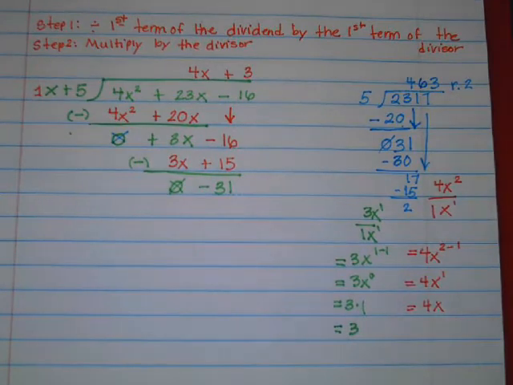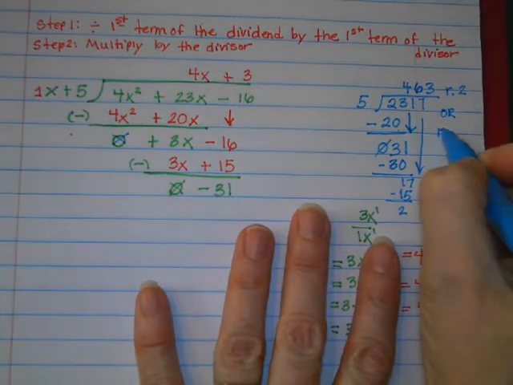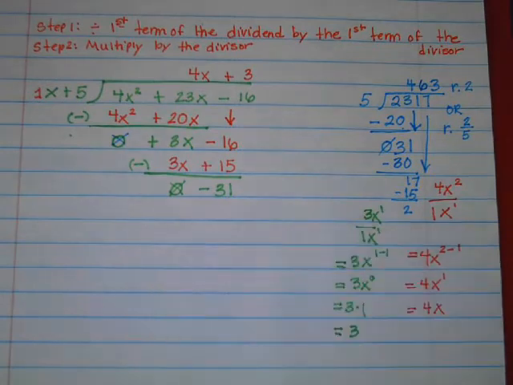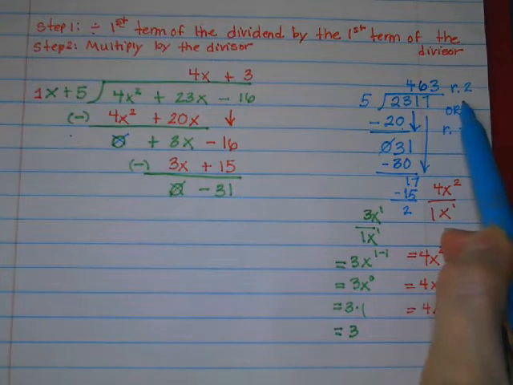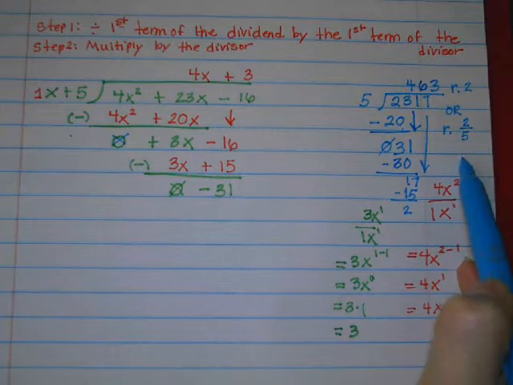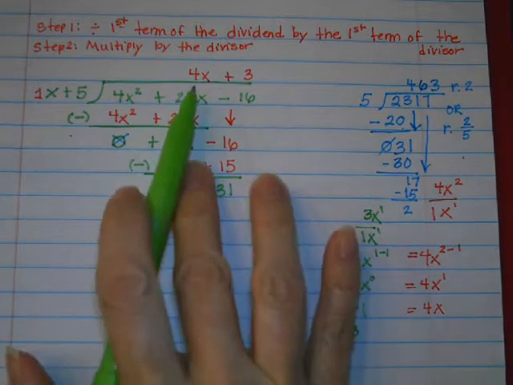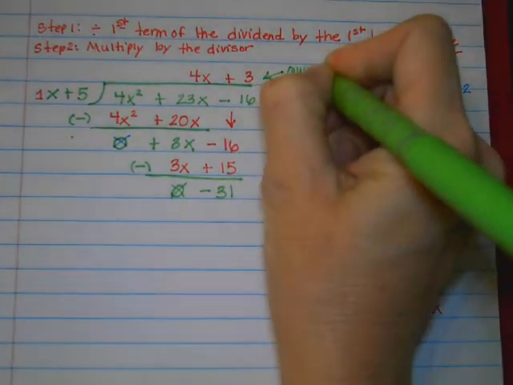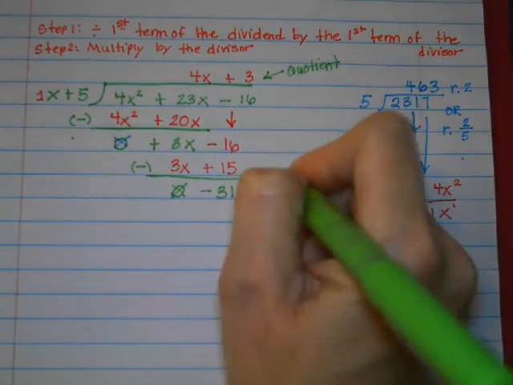Sometimes you can write your remainder just like this. Or sometimes you can write your remainder as a remainder of 2 divided by 5. So your answer could be a couple of things. It could be just 463 remainder 2, or it could be 463 and 2/5. So this is the same thing with polynomial long division. For the most part, they want you to write what you have up here. This is called your quotient. And this is your remainder.